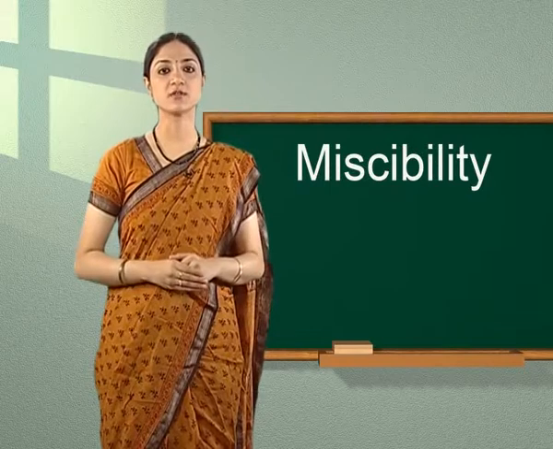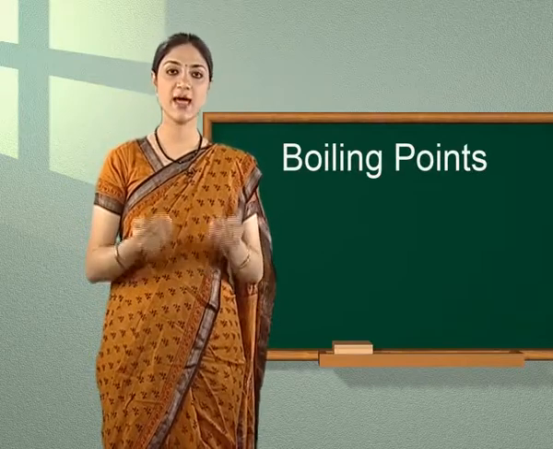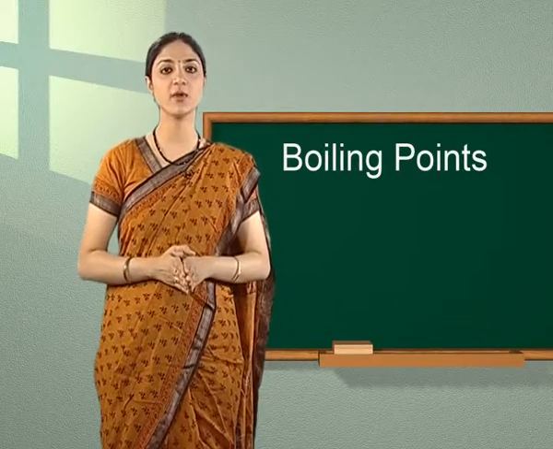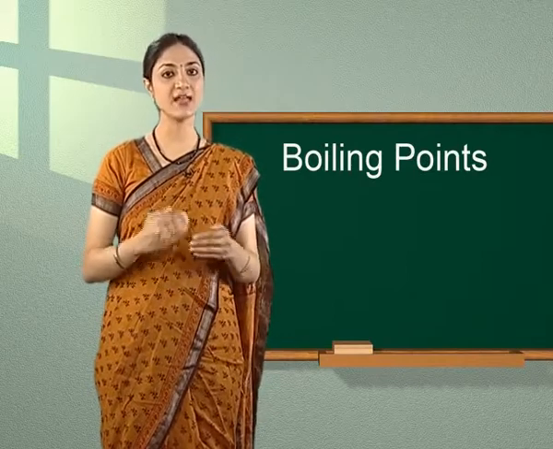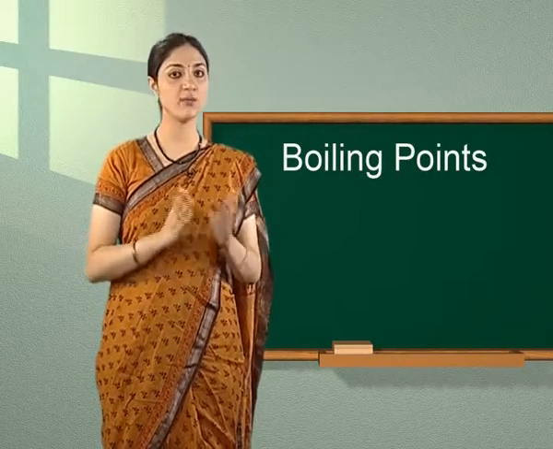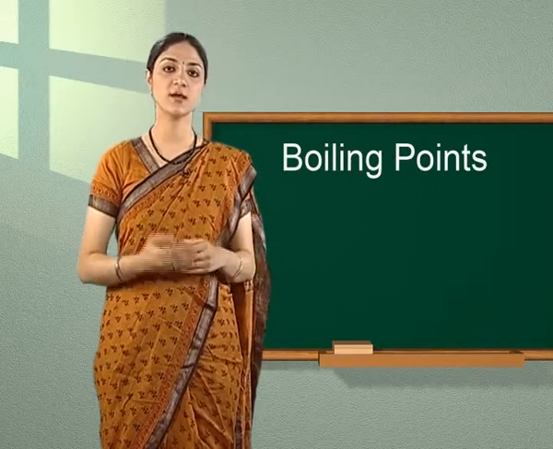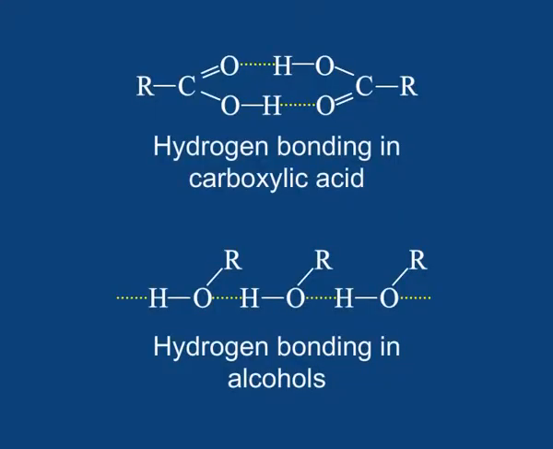We will next learn about the physical property that is boiling points. Monocarboxylic acids have higher boiling points as compared to the alcohols of comparable molecular masses. For example, both n-propyl alcohol and acetic acid have molecular mass equal to 60, whereas alcohol boils at 370 Kelvin. The boiling point of acid is about 391 Kelvin. The increased boiling point of the acid as compared to that of alcohol is due to the presence of greater intermolecular hydrogen bonding, shown on the screen.